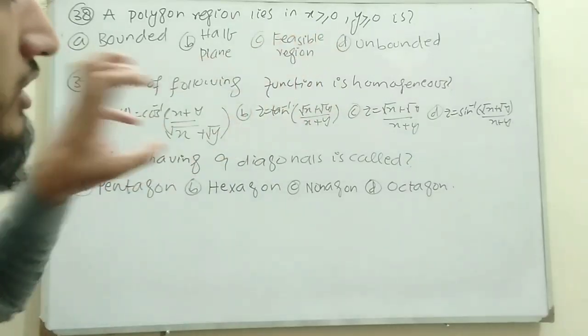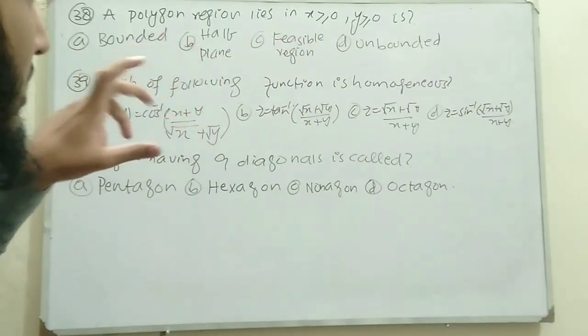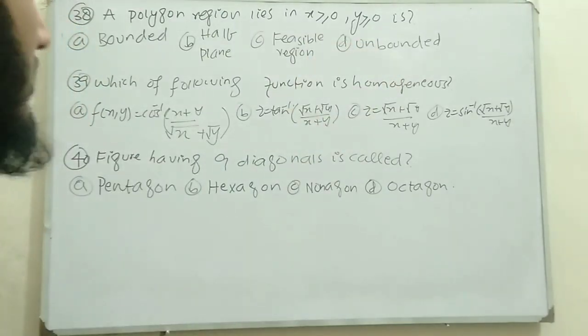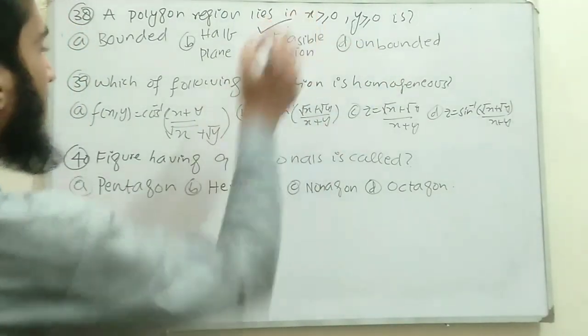Bounded and unbounded are actually the types of feasible region. So x greater than or equal to 0 and y greater than or equal to 0 is just a feasible region. So the correct option is option C.